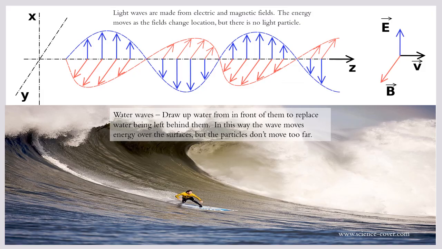Light waves are made from electric and magnetic fields. The energy moves as the field changes location, but there is no light particle. Water waves draw up water from in front of them to replace water being left behind them. In this way, the wave moves energy over the surface, but the particles don't move too far. Both these are examples of waves, as they're moving energy from one location to another, but not moving matter.